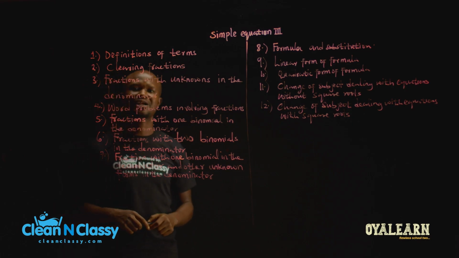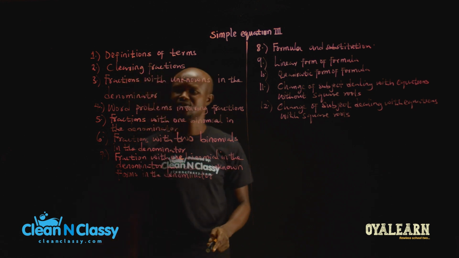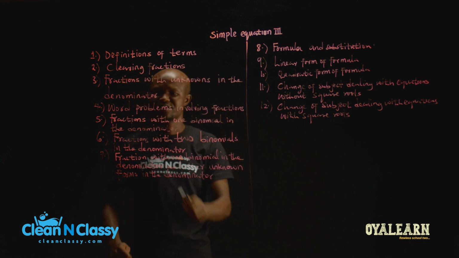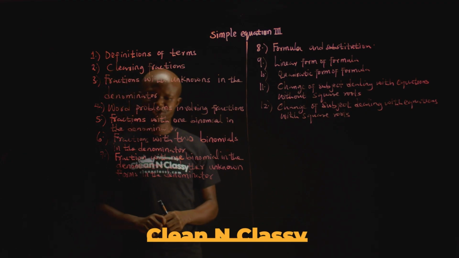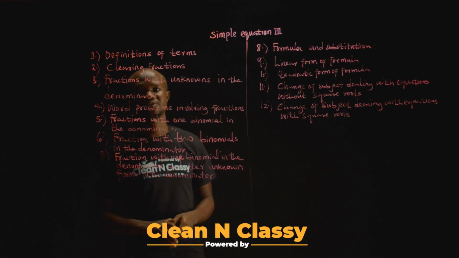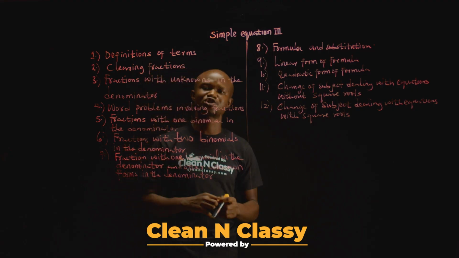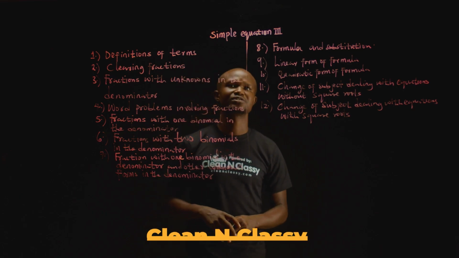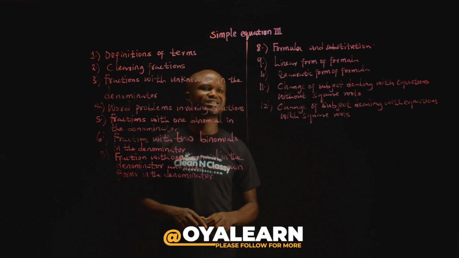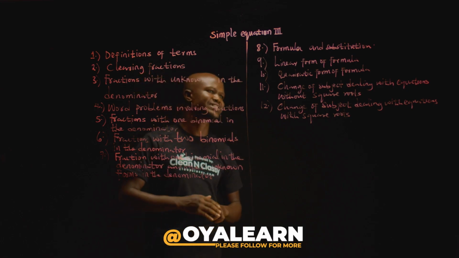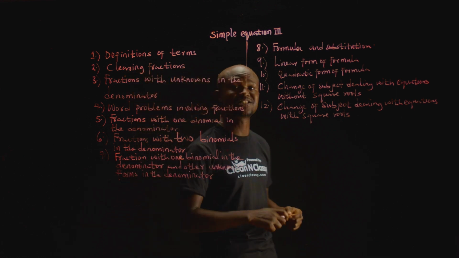Definitions of terms, clearing fractions, fraction with unknowns in the denominator, word problem involving fractions, fractions with one binomial in the denominator, fractions with two binomials in the denominator, fraction with one binomial in the denominator, and other forms of unknowns in the denominator. Formula and substitution, linear form of formula, quadratic form of formula, change of subject dealing with equations without square root, change of subject dealing with equation with square root.